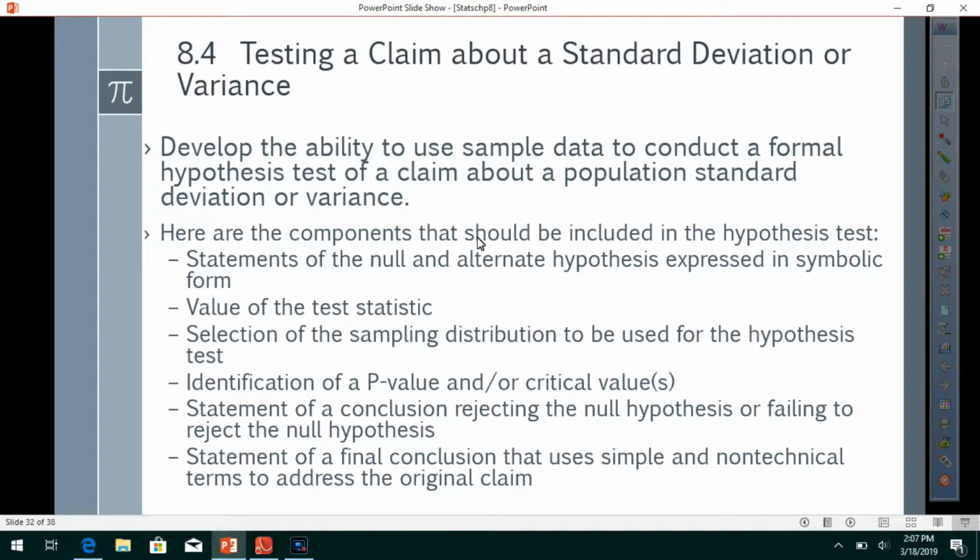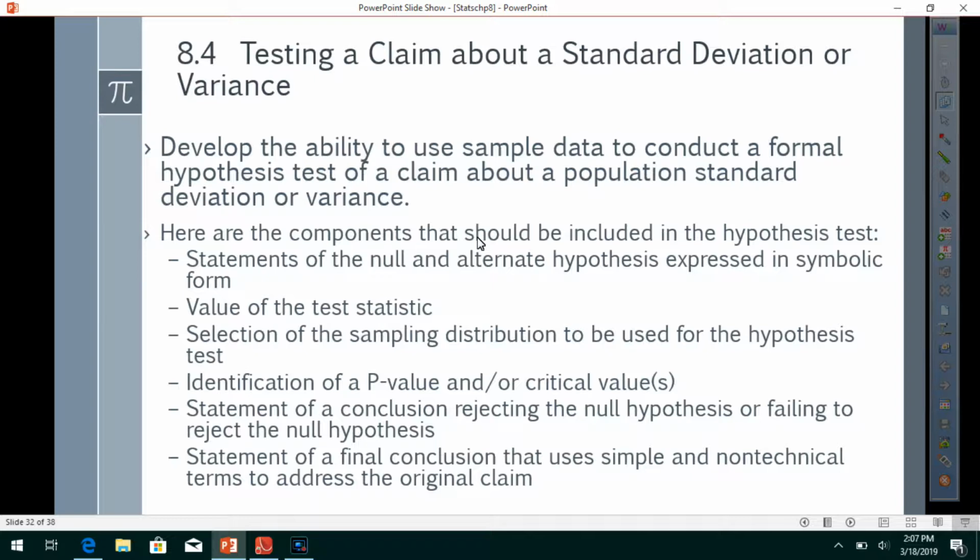Statistics Lesson 8.4, Testing a Claim About a Standard Deviation or Variance. The objectives are, develop the ability to use sample data to conduct a formal hypothesis test of a claim about a population standard deviation or variance.